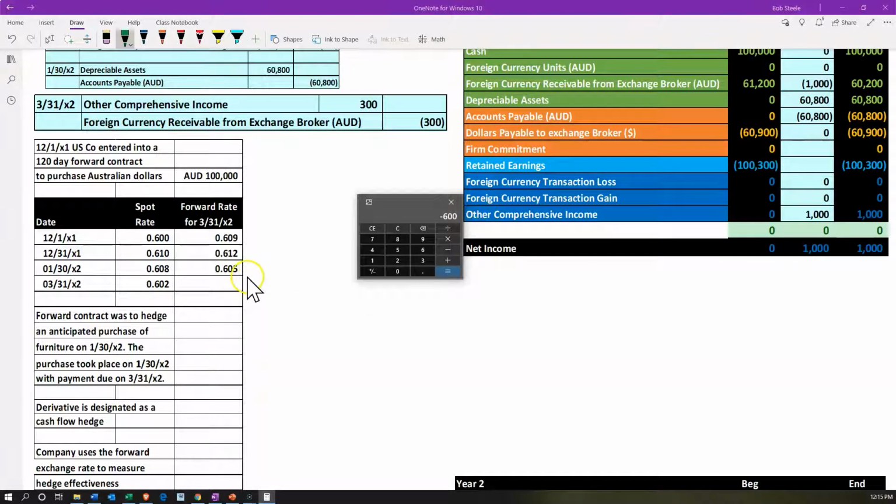Why? Because we had before 1 Australian dollar was worth 0.608 US dollars. Now 1 Australian dollar is worth 0.602 US dollars. The Australian dollar got weaker, and now we're talking about a payable. We're going to pay in Australian dollars, and now they're worth less, so that would be basically a gain. Notice that 600 can also be calculated as 0.608 minus 0.602 times the 100,000, and that would be the 600 as well.